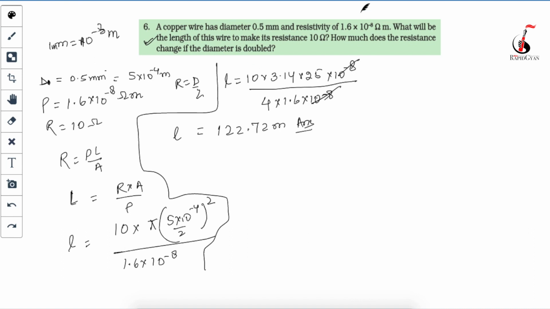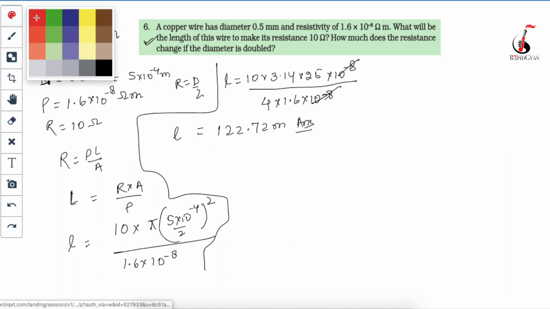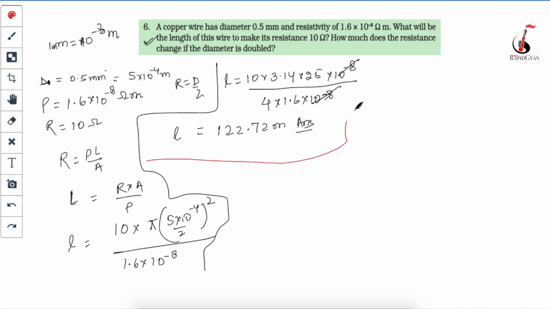Now what's the next part showing? How much does the resistance change if the diameter is doubled? So, okay, now the diameter is doubled. What was your diameter? Diameter was 5 into 10 to the power minus 4. Okay, so from here let me change the color of the pen. From here, now the diameter is doubled.